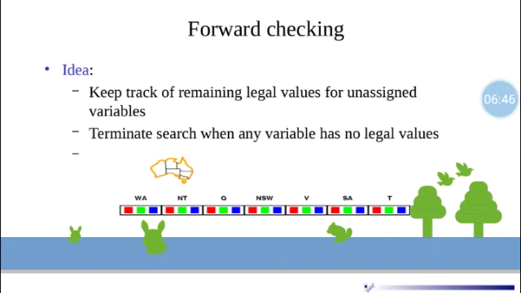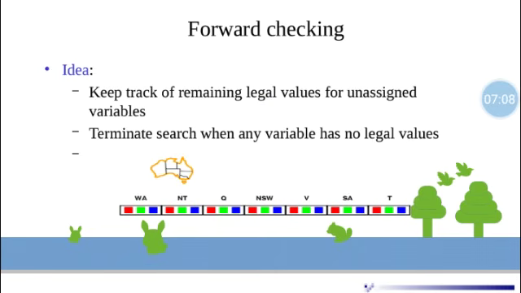So for 6 variables we are having 3 options available, that is RGB, red, green, blue. But as we assign one value to one variable, we are remaining with only 2 options. So we are going to keep track of that option. So this is how this method works. Now terminate search when any variable has no legal values.